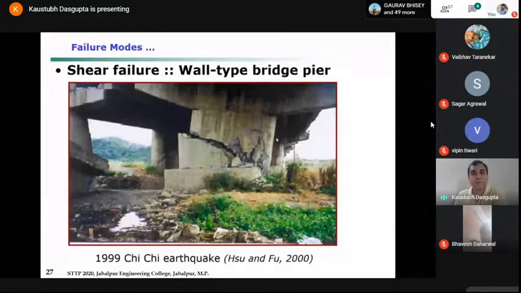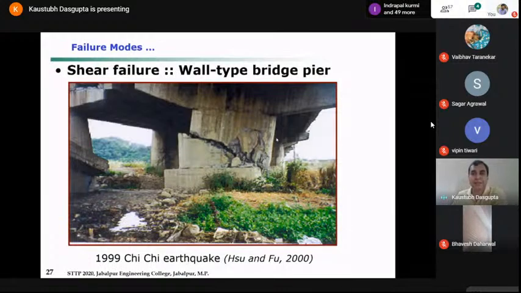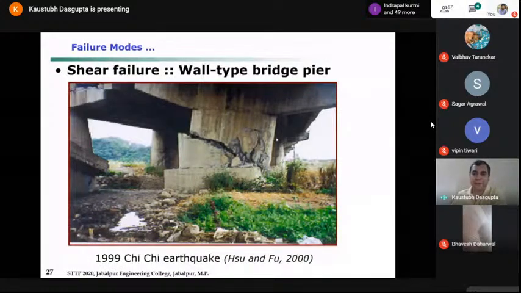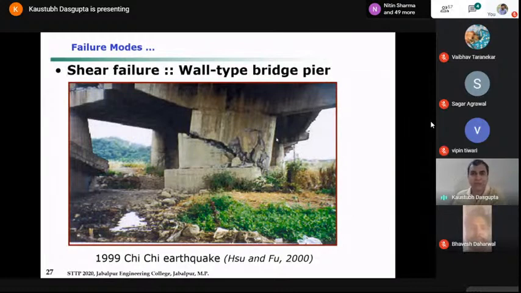But then what we observe in squat type of walls or wall type piers is your shear failure. Okay? So, this has been observed extensively in past earthquakes. So, in 1999, there was this Chi-Chi earthquake in Taiwan, which is very famous for different reasons. So, one such highway bridge pier got sheared off in this way. Okay, so obviously the entire portion of this part of the bridge is unusable.